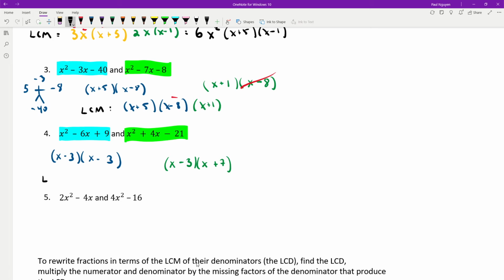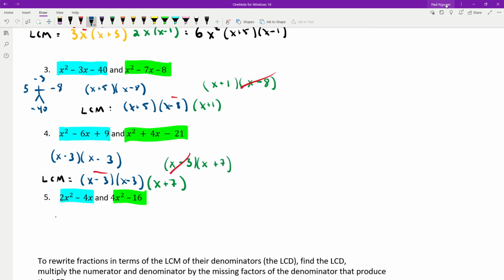To find the least common multiple, I need to start with one of them. So in this case, x minus 3 times x minus 3. I used an x minus 3 here, so I can cancel this one out, and I need the x plus 7 to get the least common multiple. This is the least common multiple. Let's try that again. Factor this, factor this.